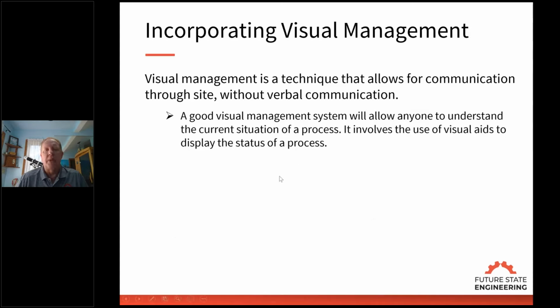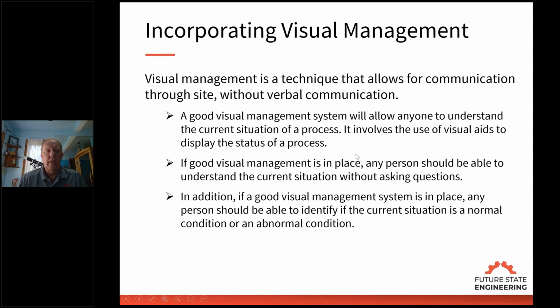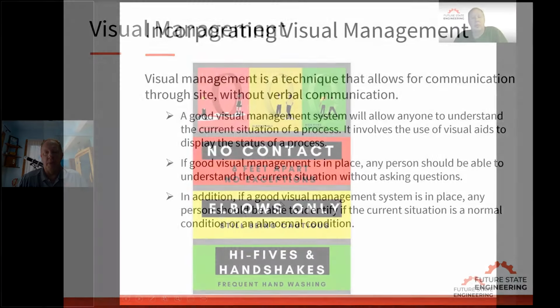A good visual management system allows anyone in the organization to understand the current situation of the process. It uses visual aids to display the status of a process. If good visual management is in place, anybody can go into that area and determine if things are working correctly without asking questions. In a good visual management system, any person can identify the current situation as normal or abnormal.